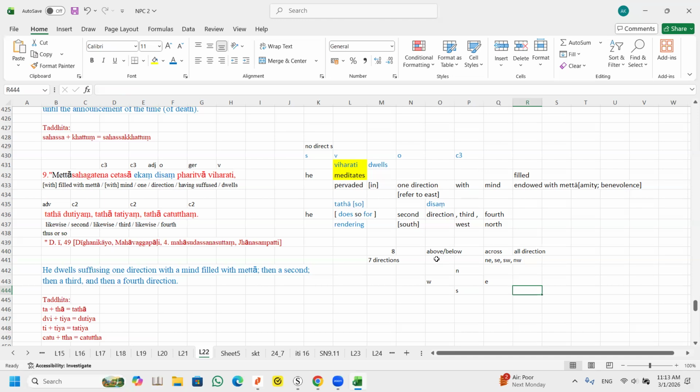7 directions: up and down plus all directions. All is good, because when you put all, that means it's including these already. So it's up to you. It doesn't matter how you do it, but restricting it to 6 or 7 is good enough. When you say across, you don't know where across is, but technically it means north, east, south, all these things. Because the more you repeat, the harder your mind is going to run. So you're trying to limit your meditation as meta, because meta has a lot of words already.